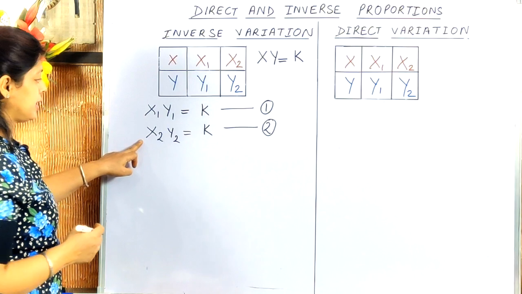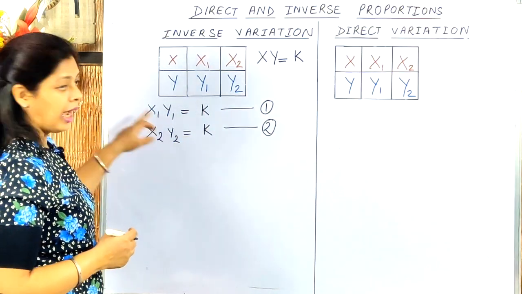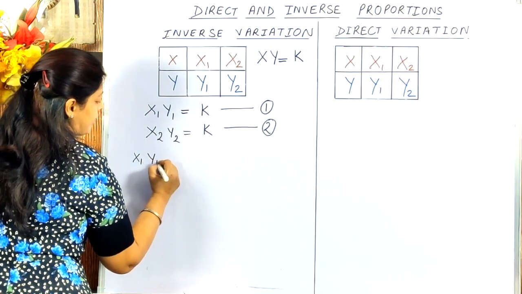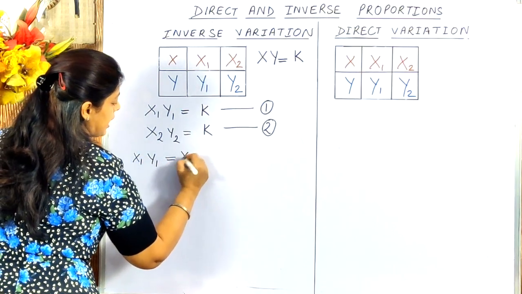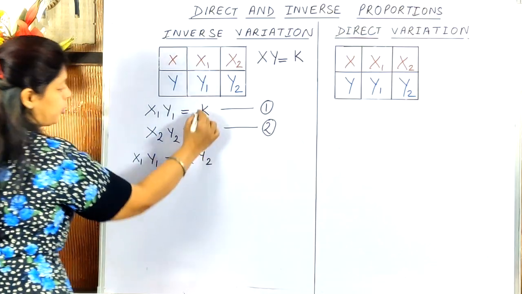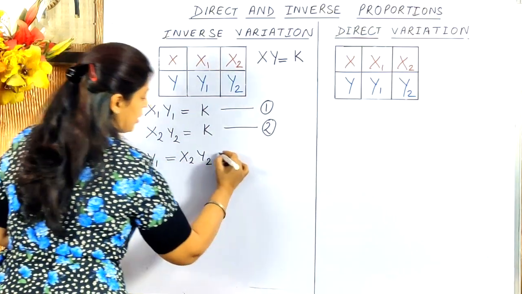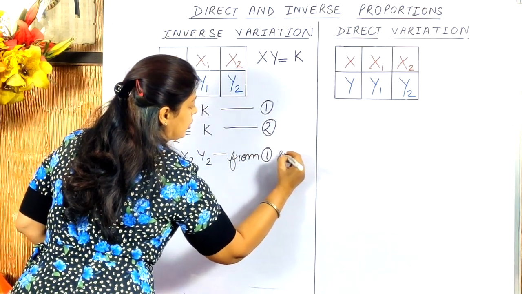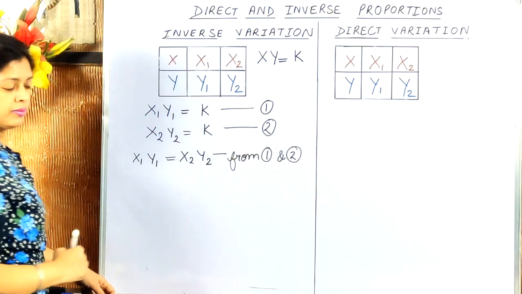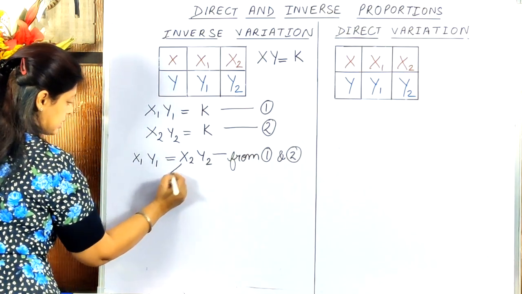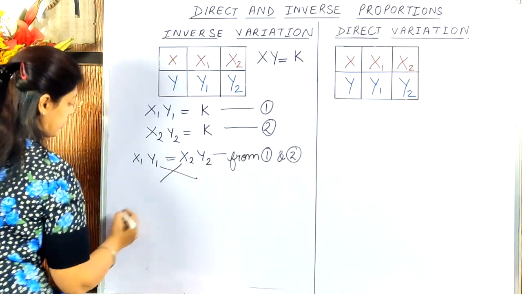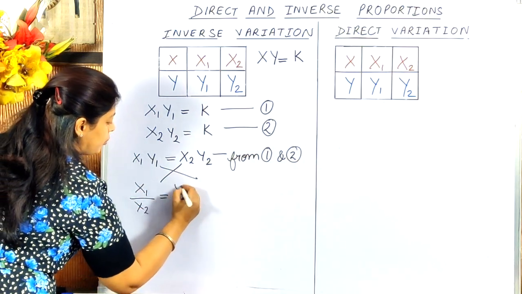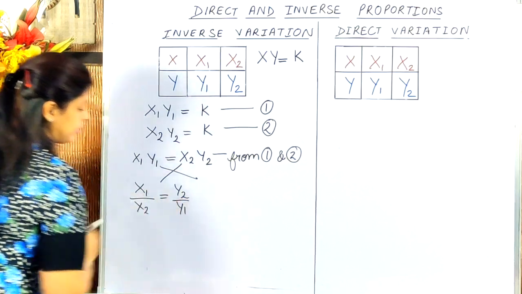So from these two equations, since both are equal to k, I can equate them. I can say that the product of x1 into y1 will be equal to x2 into y2, because both are equal to k. So I can equate them from 1 and 2. Now if I bring the x values together and the y values together, I can write this as x1 upon x2 is equal to y2 upon y1.